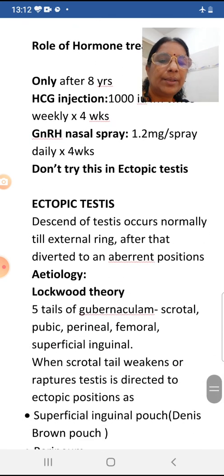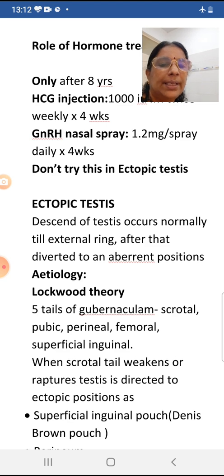So one word about ectopic testis. The descent of testis occurs normally till the external ring. After that, it is diverted to an aberrant position. What is the etiology? There is a theory called Lockwood theory. There are 5 tails of the gubernaculum testis: scrotal tail, pubic tail, perineal tail, femoral tail, and superficial inguinal tail. But the scrotal tail is very strong. That is why the testis is directed towards the scrotum.